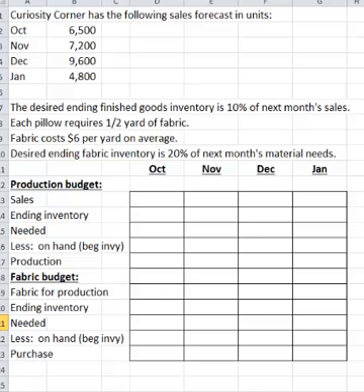We're going to be working on Curiosity Corner. We're going to be building their production budget and then their materials budget. In this case, their material is fabric. All right, let's have a look here.